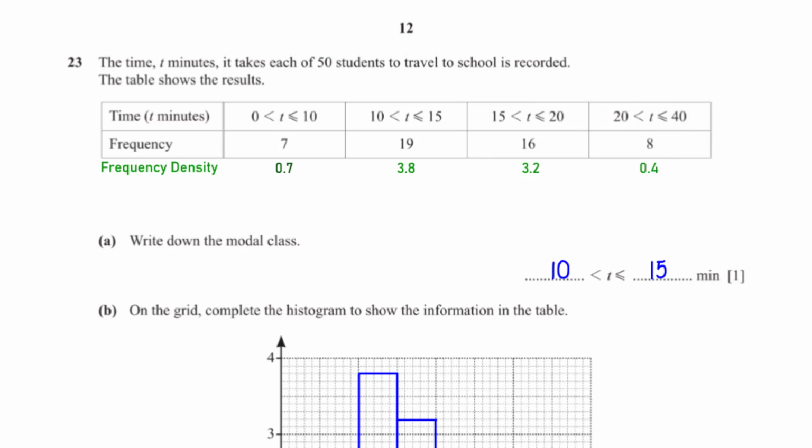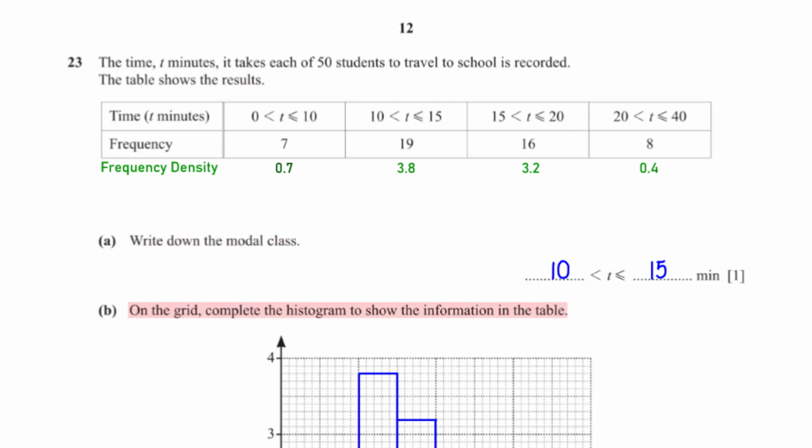The time t minutes it takes each of 50 students to travel to school is recorded. The table shows the results. Write down the modal class. The modal class is the class with the highest frequency. The highest frequency is 19, and the class with this frequency is t is greater than 10 and less than or equal to 15 minutes.